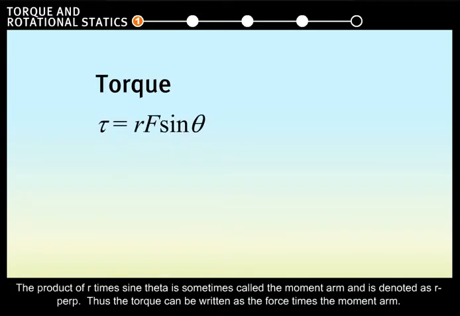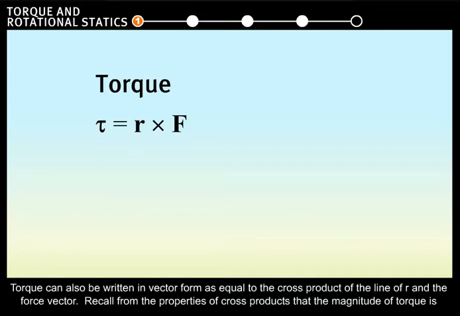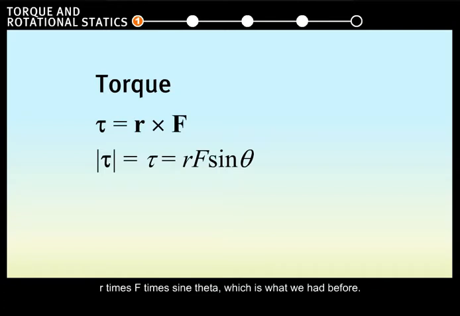The product of r times sine theta is sometimes called the moment arm and is denoted as r perp. Thus, the torque can be written as the force times the moment arm. Torque can also be written in vector form as equal to the cross product of r and the force vector. Recall from the properties of cross products that the magnitude of torque is r times F times sine theta, which is what we had before.